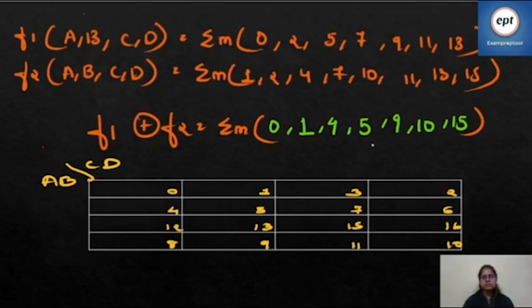Now let's put in the numbers. We have to find the minimum, so you will place 1 in the table. In 0 you will place 1, in 1 you will place 1. Okay, and in 4 you will place 1, in 5 you will place 1. Here in 9 you will place 1, in 10 you will place 1, and in 15 you will place 1. So these are the ones we have got.